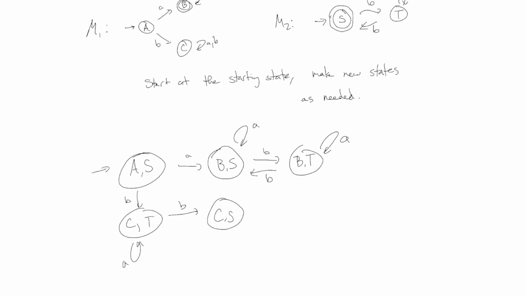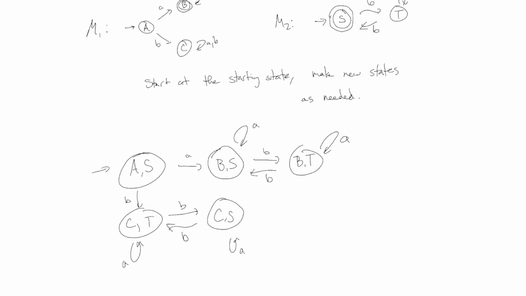Now I need 2 arrows from CS. The A arrow goes C back to C, S to S. So the A arrow is a loop. And the B arrow loops at C and goes across to T. So the B arrow does that. And now I think I'm done. I mean, I'm done with the arrows, right?